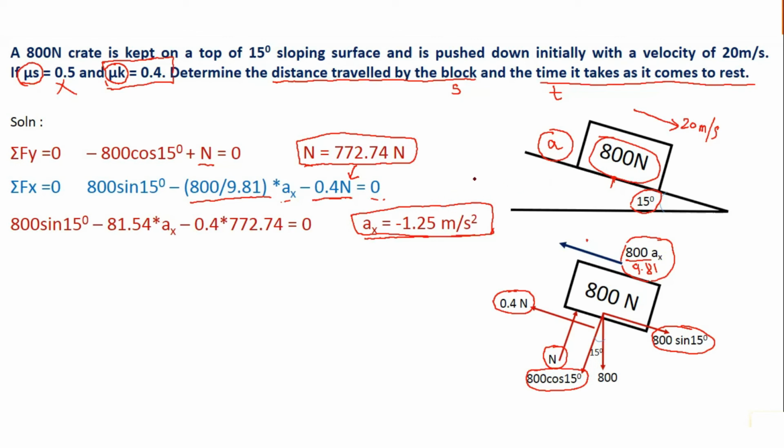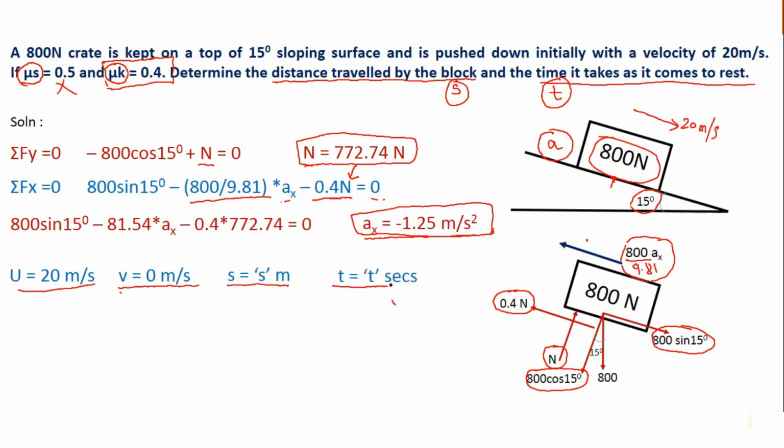Now what is the next step? The next step is to find the displacement and the time required, for which we can use equations of motion. I have the value of initial velocity as 20 meter per second. V is 0 because it comes to rest. Then S we need to find out, and also T. Applying the equation of motion, V is equal to U plus AT, wherein I have the value of V, U and A, so I can find T. I got the value of T as 16 seconds on solving the equation.